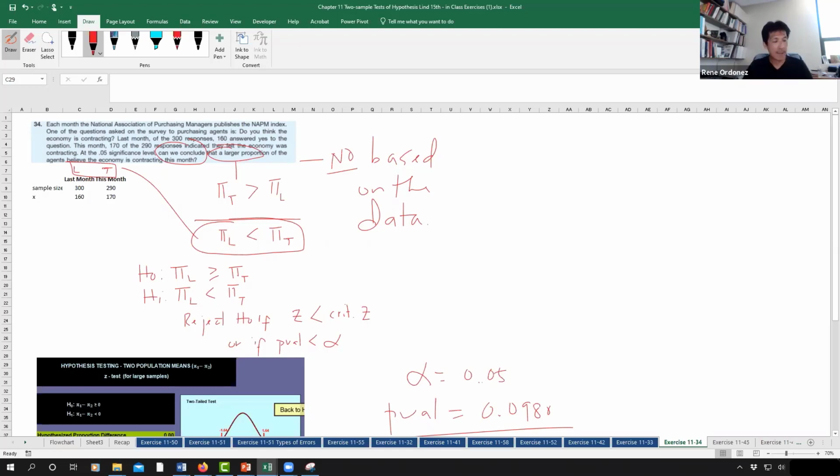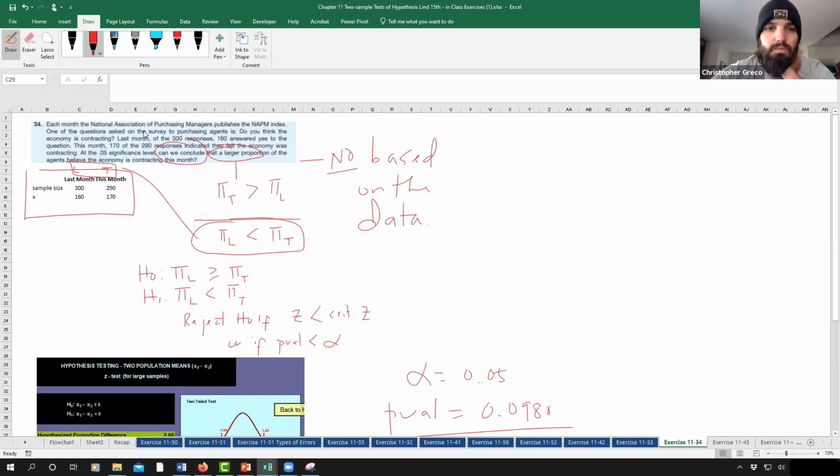Questions? Professor, what was your reasoning for setting up the hypothesis the way you did? Okay, the reason for that is the way that the data was organized here. Last month is first, and then this month is next. Now, if I reversed these two, then this one would be the appropriate setup. Okay, gotcha. Thank you. Sure.